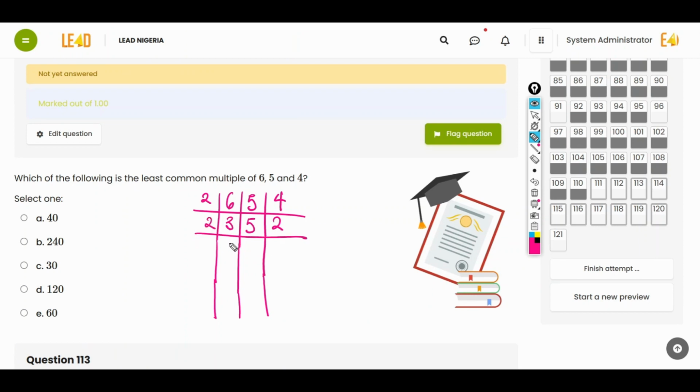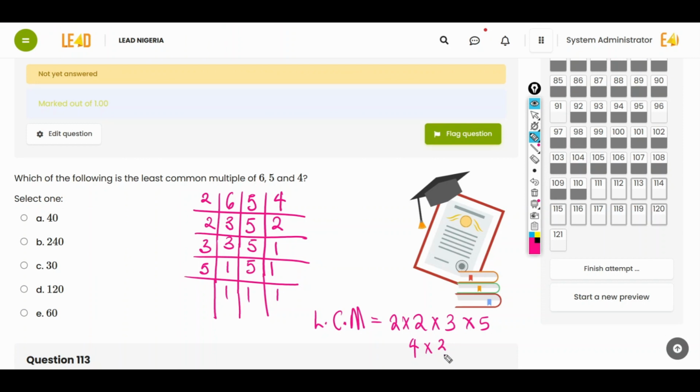We divide again, we can use 2. We have 3, 5, 1. Then we divide by 3, we have 1, 5, 1. And then finally we divide by 5 and we have 1, 1, 1. So the LCM would just be 2 times 2 times 3 times 5. That would be 4 times 3 times 5, which would be 60. That's 12 times 5, that's 60. So the correct option is option E.